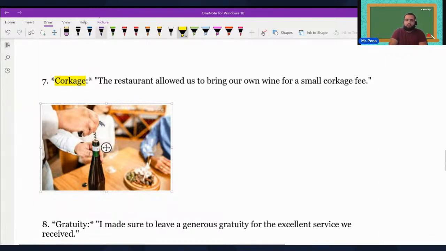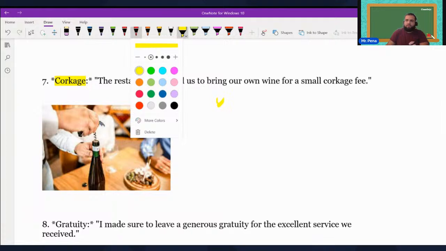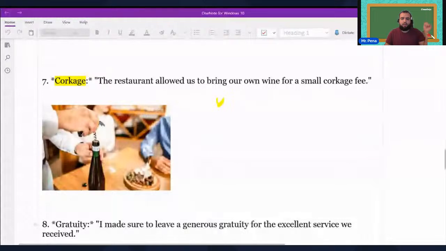So here's a simple sentence for my low beginners. It's a little bit frozen. Please give me 1 second. I'll be right back. I'm not going anywhere. I'm just fixing the screen. It's a little bit frozen. I just gotta close it real quick and then open it back up. Corkage. We are on the word corkage. Right here. Yes, we're back.